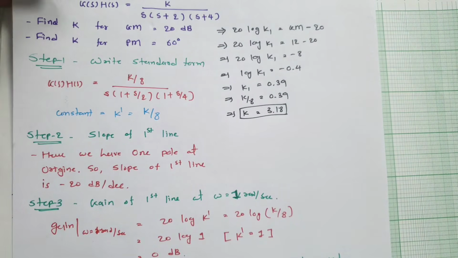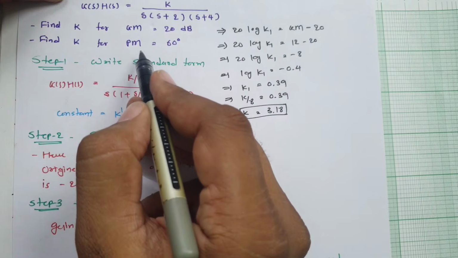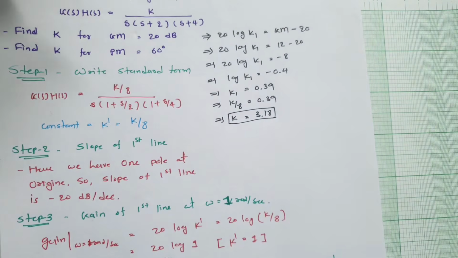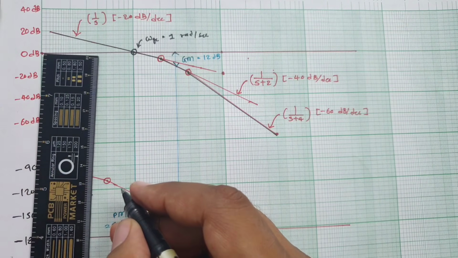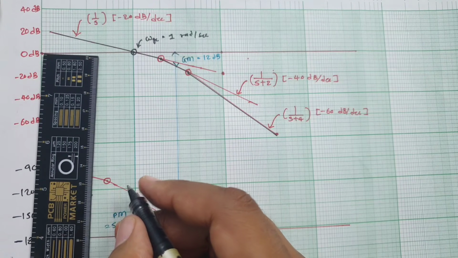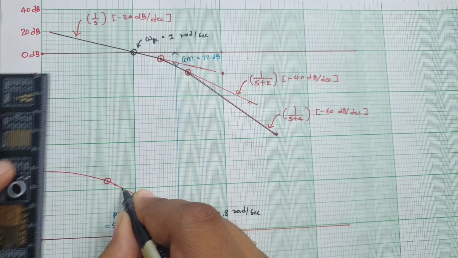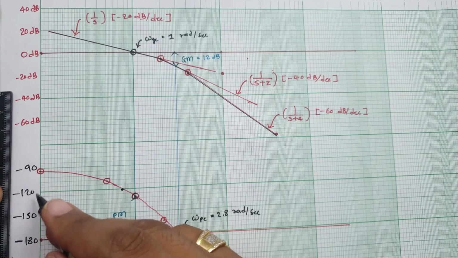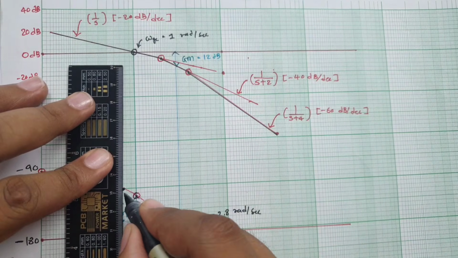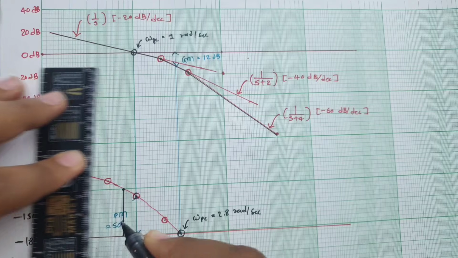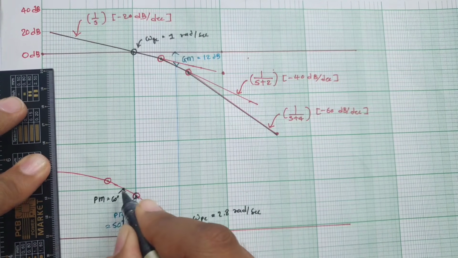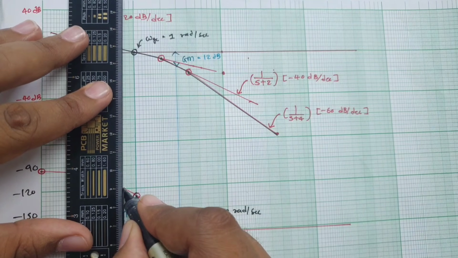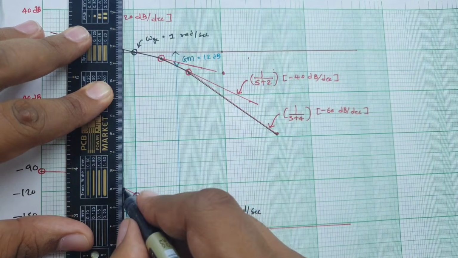Now the second question: find K for phase margin of 60 degrees. First of all, we need to see at what location it is 60 degrees. I am observing it is happening somewhere over here. 60 degrees, you see 180 to 120. So this is 60 degree phase margin. If you stretch an upward line, then it happens like this.